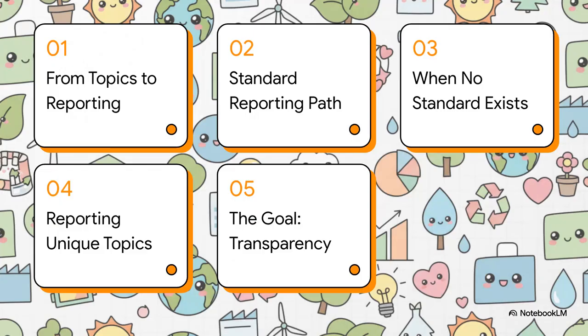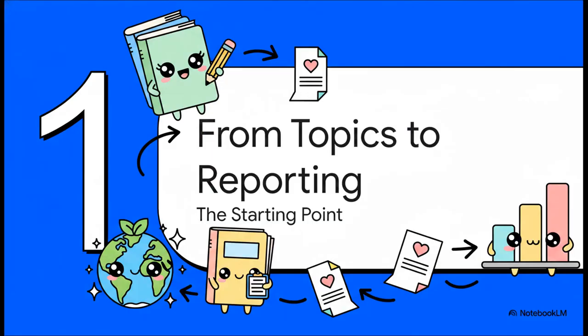Well, in this explainer, we are going to map out that exact journey for you. First, we'll cover the main road, the standard path for most topics. But then, and this is the important part, we're going to talk about the detour you have to take when a specific standard doesn't exist yet. We'll show you how to navigate that and how, in the end, both paths lead to the same place, full transparency.